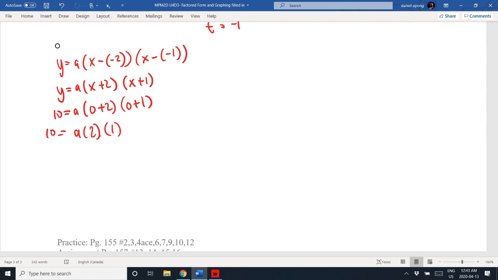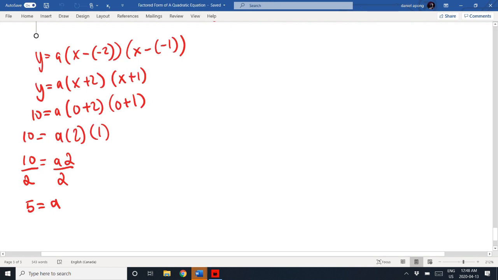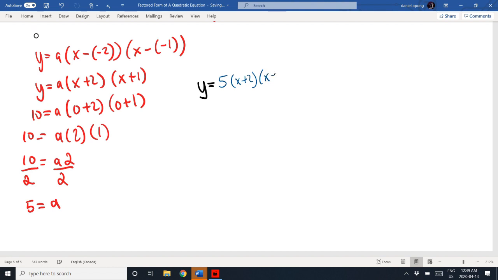So we can multiply these two here. So we have a times 2 is equal to 10. And then we just have to divide both sides by 2 to solve for what a is. So we divide that by 2, this side by 2. So 5 is equal to a. So once we have our a value, we can state our final equation. y is equal to 5 bracket x plus 2 close bracket x plus 1.